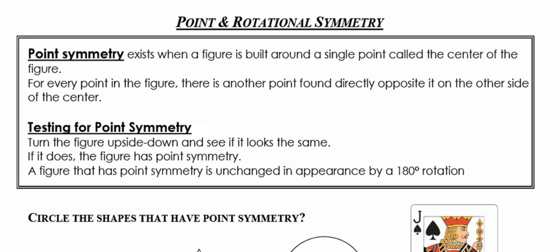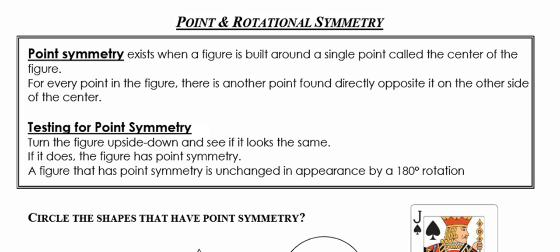Point symmetry, kind of a fancy definition, which really isn't all that complicated when we slow down and think about it in simple terms. It says point symmetry exists when a figure is built around a single point, and that point is called the center of the figure. In other words, for each and every point in the figure, there is another point found directly opposite it on the other side of the center.